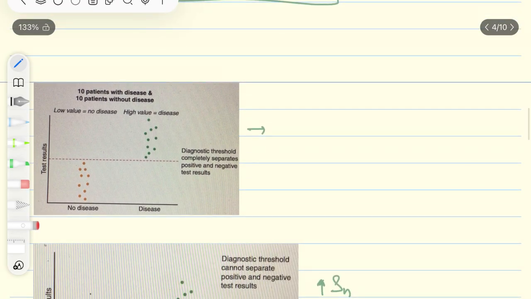Now in this pic, as you can see, on the x-axis we have patients with no disease and patients with disease, and on the y-axis we have our test results. This line is known as the diagnostic threshold, which separates the positive and the negative people. So if the test is coming in low values, it means it has diagnosed the people with no disease, and if it comes in high values, then these people have the disease.